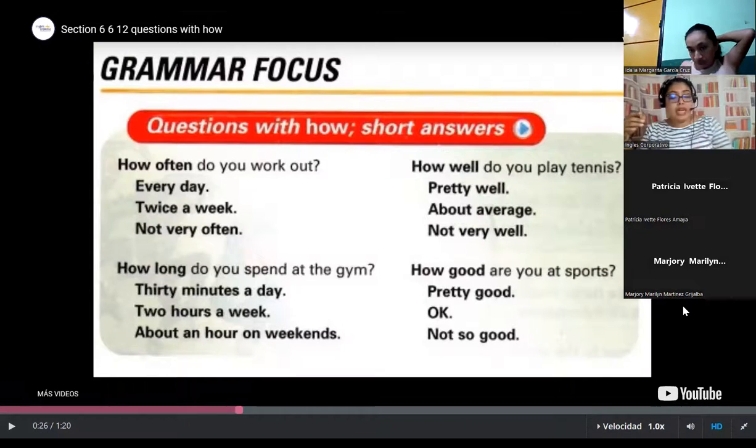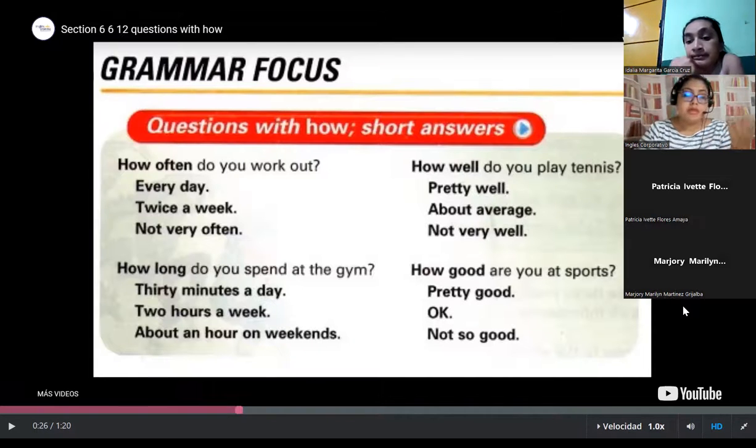Cuando hablamos de lo que es la palabra how o la pregunta how, es la que tiene varias combinaciones, ¿verdad? Se combina con otras palabras para hacer preguntas bastante específicas. Por ejemplo, tenemos acá el número uno, how often, qué tan seguido hacemos nosotros una acción, how well, qué tan buenos, ¿verdad? Somos en alguna actividad o en alguna acción, how long, ¿cuánto tiempo? Estamos hablando de tiempo, ¿verdad? ¿Cuánto tiempo nosotros permanecemos en un lugar? ¿Cuánto tiempo nosotros gastamos haciendo alguna actividad?